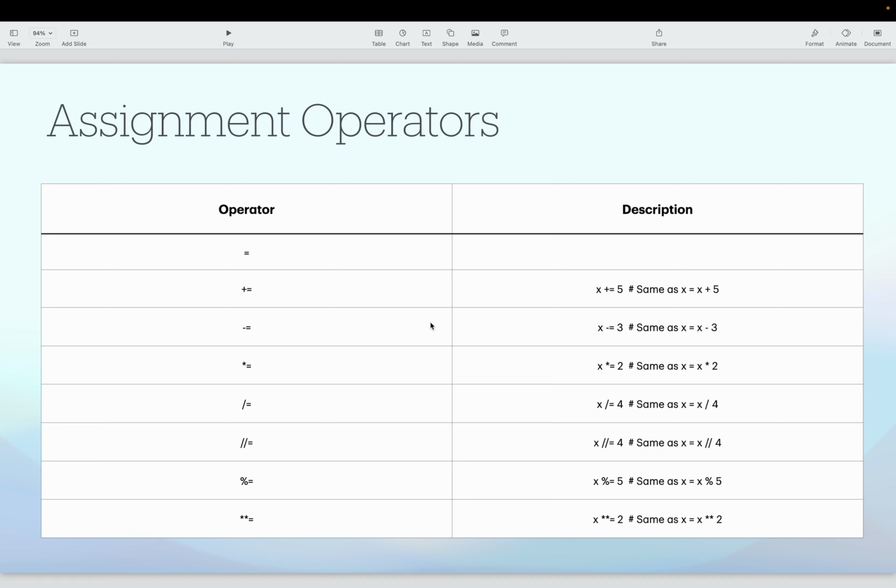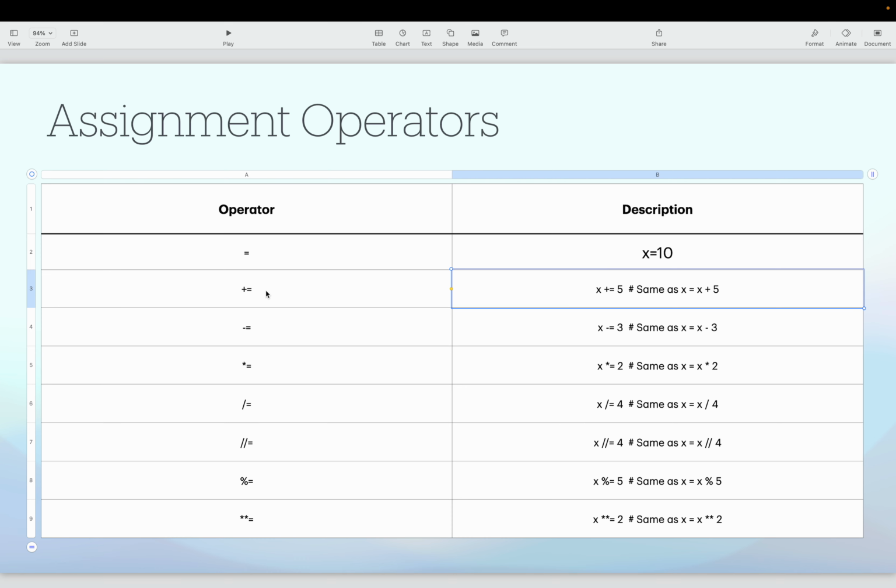The most basic one, which we use in our day-to-day coding, is the equal to sign. It is used to assign a value to a variable. For example, we can write x = 10. This is assigning a value of 10 to the variable x. There are other types of assignment operators which we can use in Python.